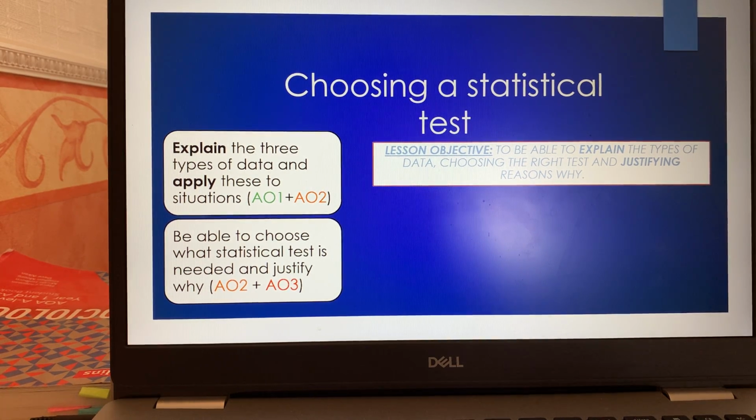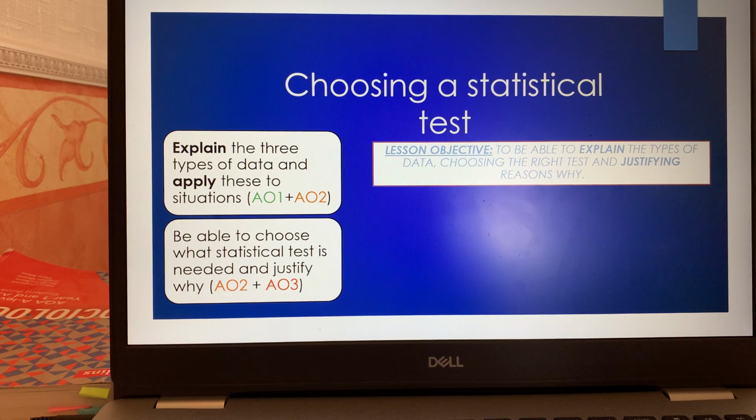So we'd have to look at the type of data that we have. We'd need to look at if it's in independent groups or repeated measures. Then we look at the hypothesis, a whole variety of things which we'll talk through here, that we have to consider to then decide, okay, I'm going to choose this test to run my data to see if it's significant.